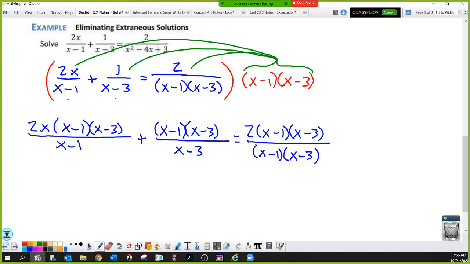Like I said, if you do this right, every single fraction will cancel. There are no fractions now.